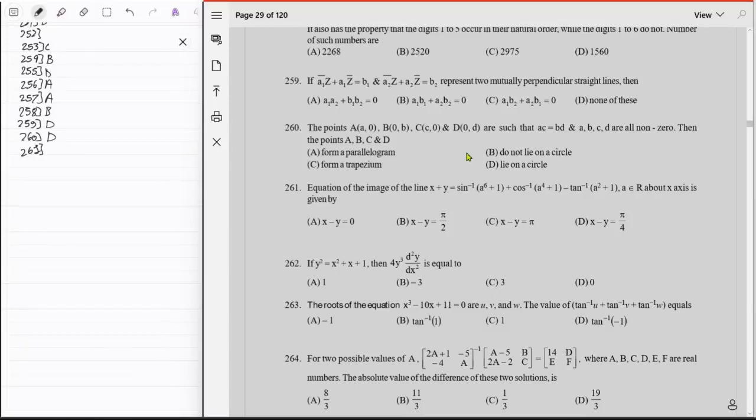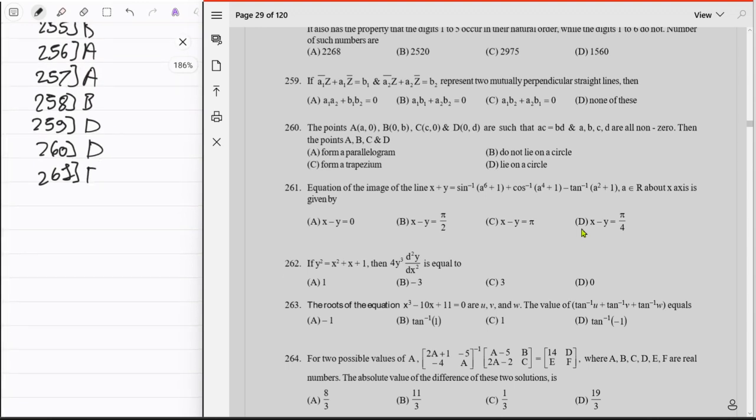Q1, let's go. The equation of the image of the line, this line, which has some constant a to the power 6, which belongs to the reals, about the x axis is given by... we only have to find the constant. About the x axis, you are saying we have to find the image, so just put negative y in place of y. x minus y is equal to this. So this is sin inverse of a to the power 6. Just put a equal to 0, what do you get? sin inverse of 1, like pi upon 2, plus 0 minus pi upon 4, like pi upon 4. So yeah, D looks correct.